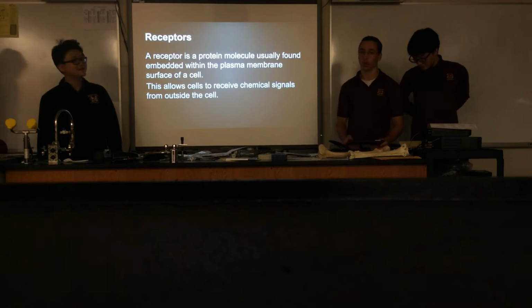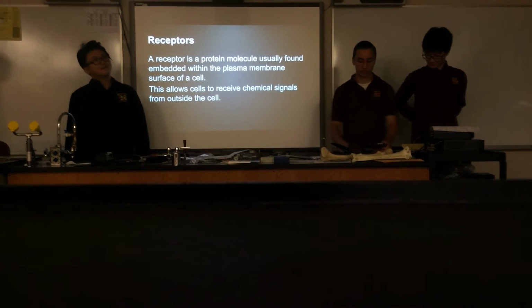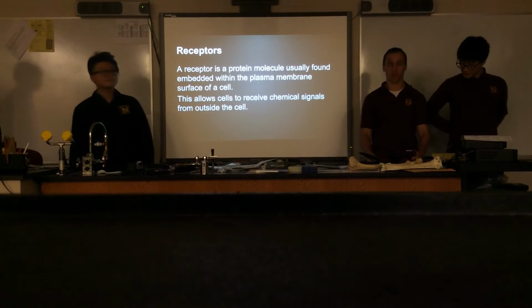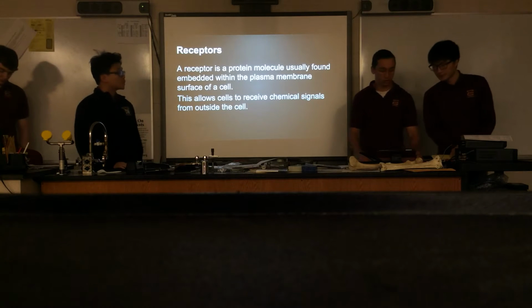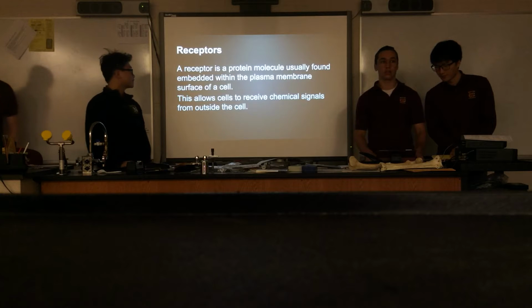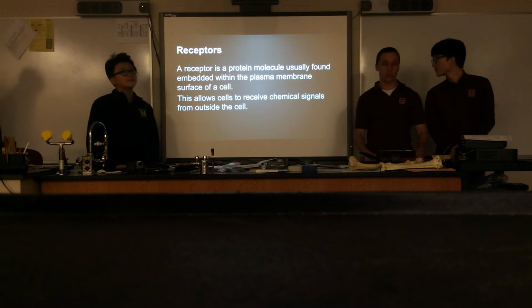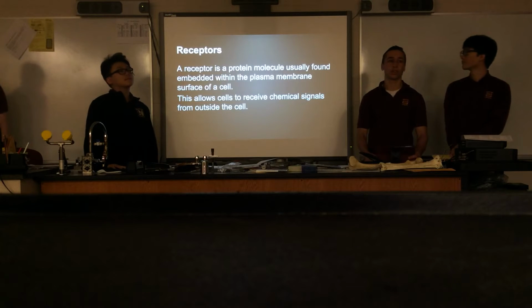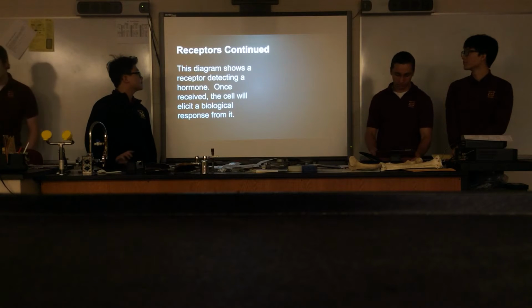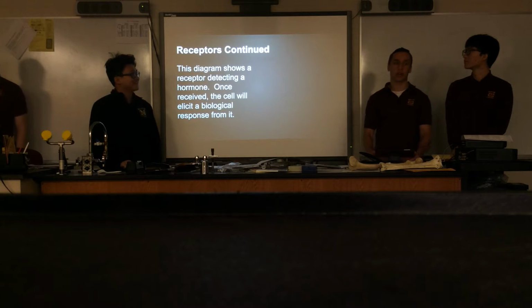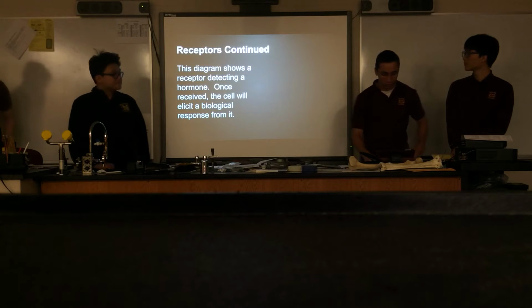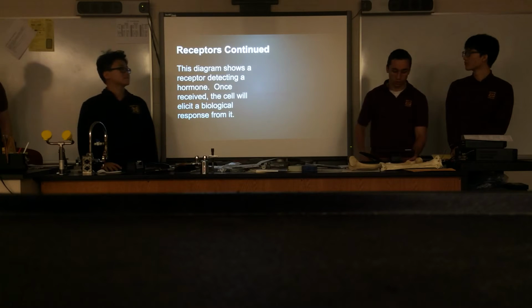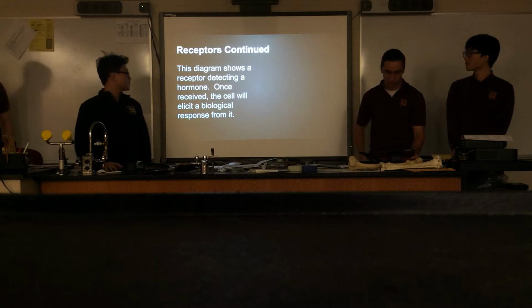First off, we're going to start with what a receptor is. Receptors are protein molecules, which are usually found embedded in the plasma membrane surface of the cell, and these allow the cells to receive chemical signals from outside of the cell. I will be drawing a diagram, but this shows a receptor detecting a hormone. Once received, the cell will elicit a biological response from it.